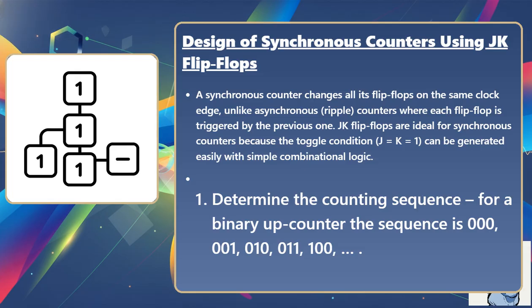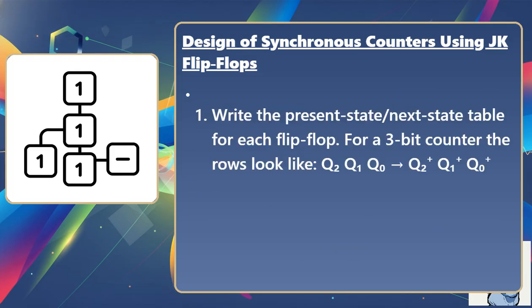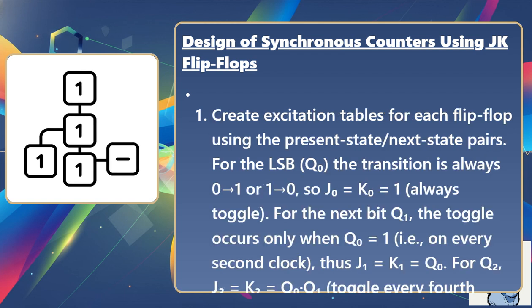Step 1. Determine the counting sequence. For a binary up counter, the sequence is 000, 001, 010, 011, 100, and so on. Step 2. Write the present state, next state table for each flip-flop. For a 3-bit counter, the rows look like Q2, Q1, Q0 leads to Q2 plus, Q1 plus, Q0 plus. Step 3. Create excitation tables for each flip-flop using the present state, next state pairs.